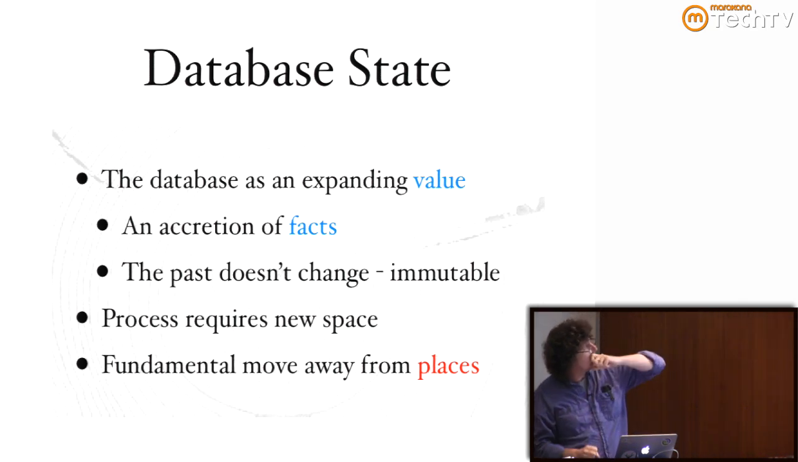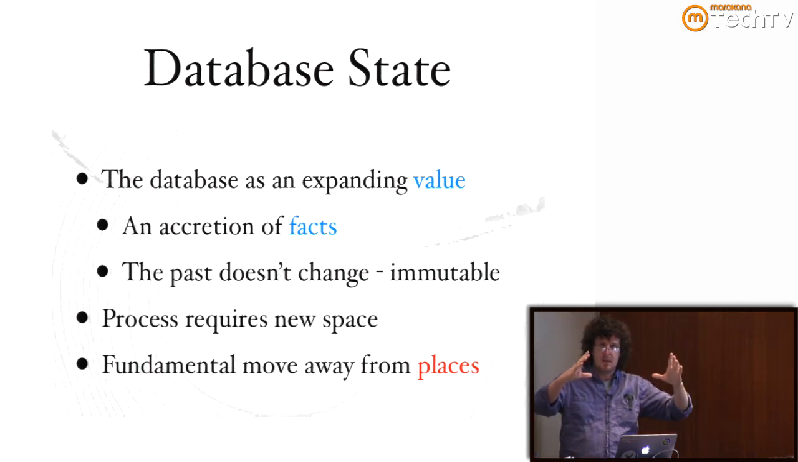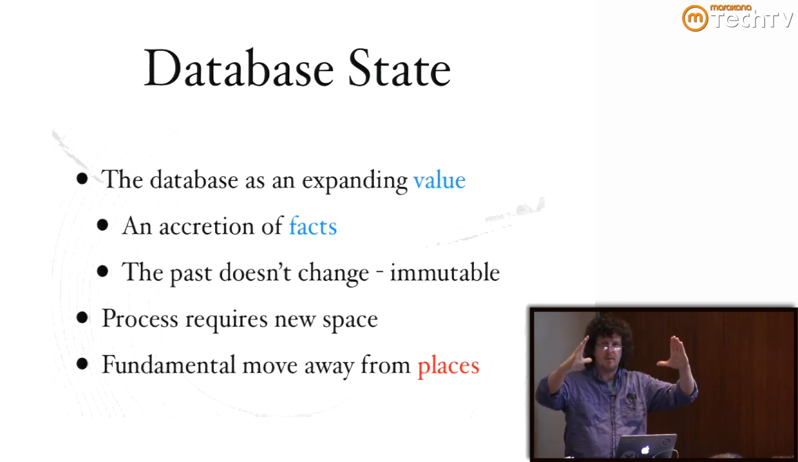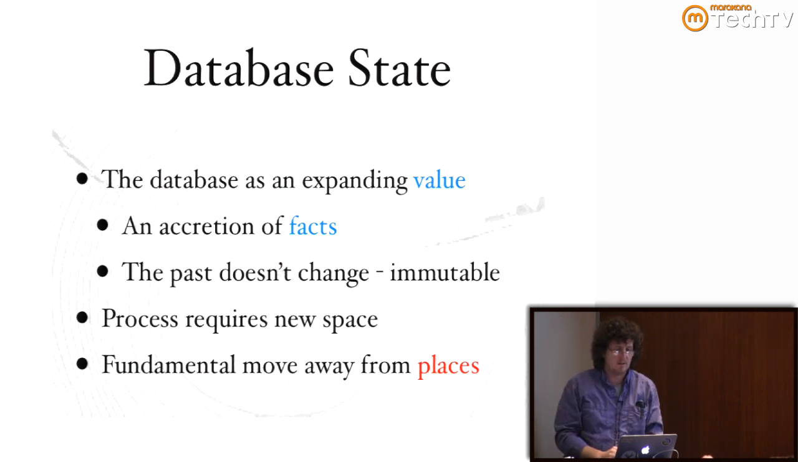And the best analogy I could come up with was a tree ring one, right? If you think of the database as an ever-expanding value, so it never updates in place, it only expands, it only grows outward, right? It grows by accretion of facts. We're just going to add more facts. We never go back inside. Just like the tree rings, you don't go back inside the tree rings. You just add more rings.